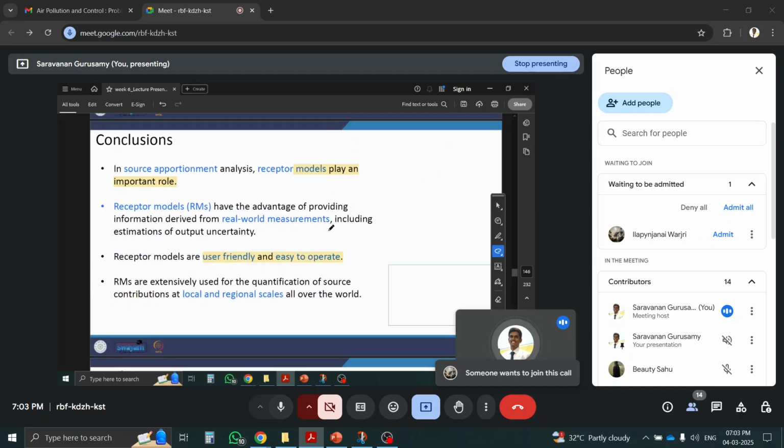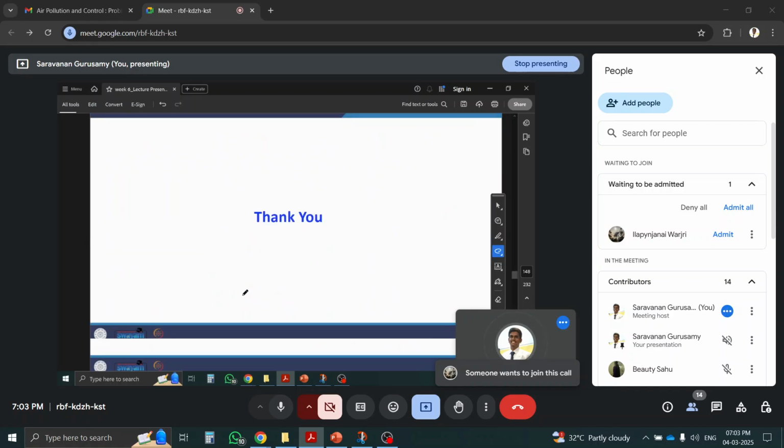As a receptor conclusion note, I'm saying a receptor model plays an important role in source apportionment. They use two models: one is PMF and another one is CMB. Receptor models are user friendly and easy to operate.